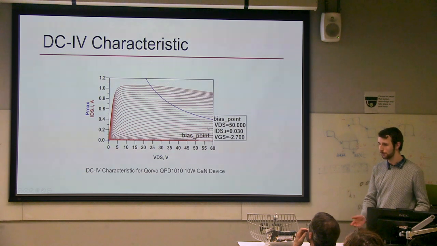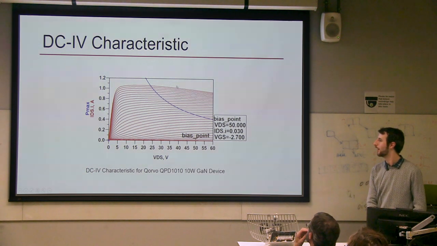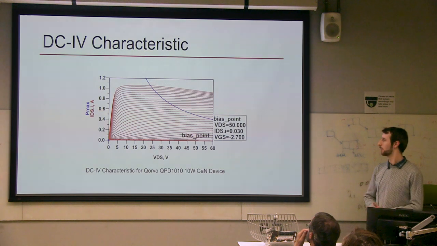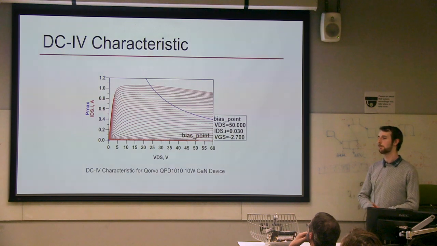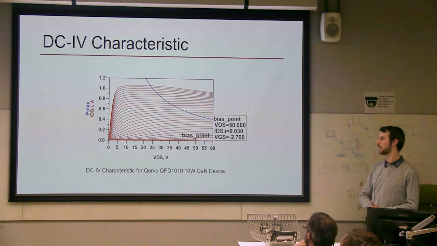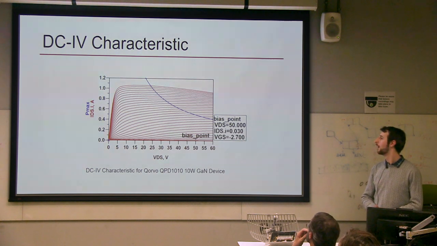Just to give you an example of a real IV curve, this is simulated in ADS. I used a Qorvo 10 watt GaN device for my MSc project. I designed a PA to replace a current one that's in the Search and Rescue transponders in the Galileo constellation.